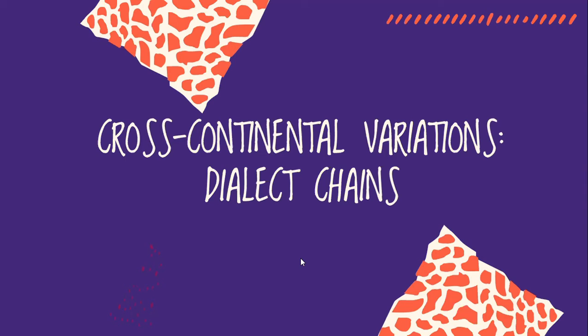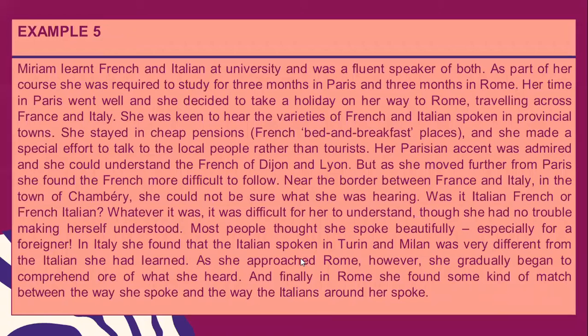So moving on to cross-continental variations. In other words, dialect chains. So cross-continental variation or dialect chains is a particular language used by people living in nearby towns or villages. So there's a chain or continuation of language from one village to the next. Although it won't be completely the same language, there are similarities that are understandable to the ears of the speakers.